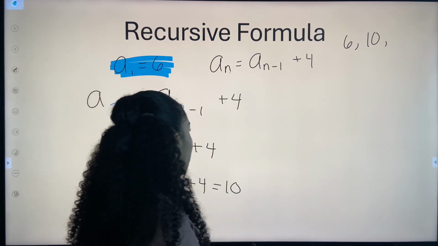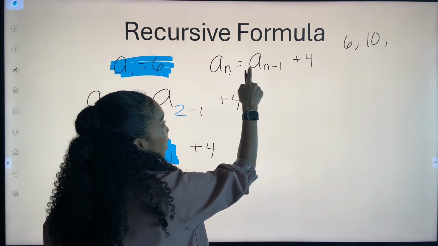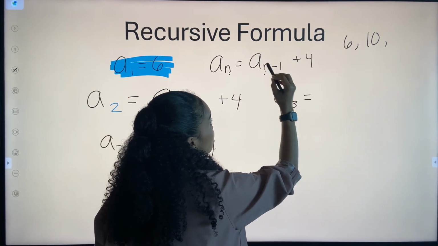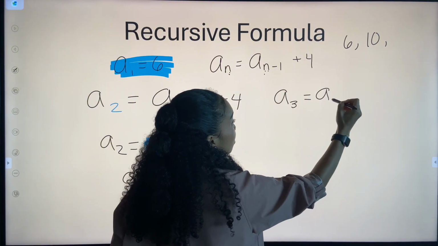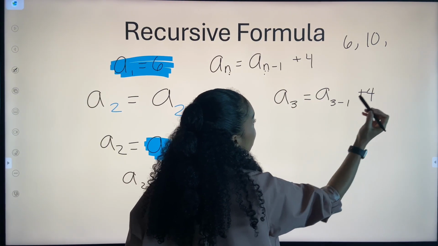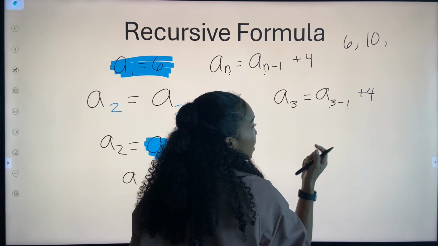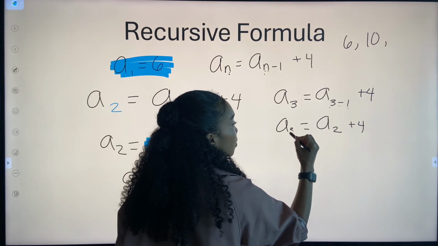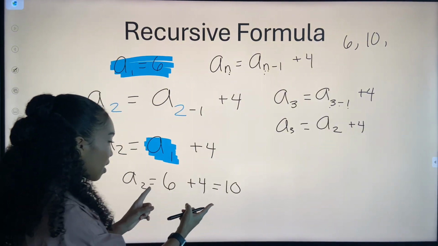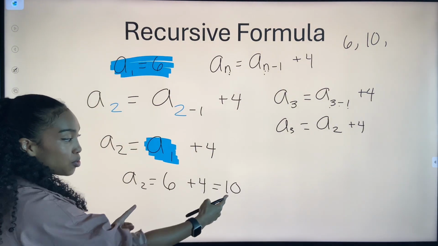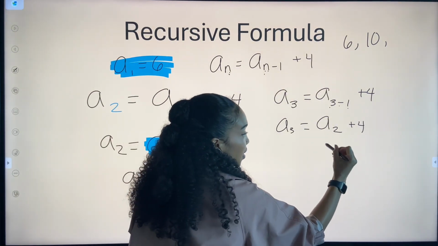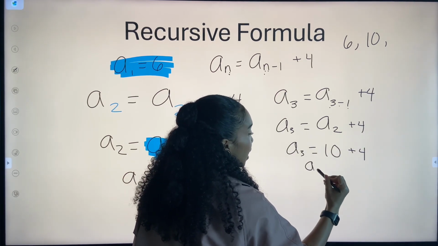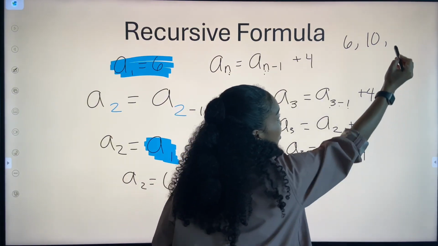Let's find the third term. So instead of the n right here, I'm going to plug in 3's. So A of 3 is equal to A of 3 minus 1 plus 4. So 3 minus 1 is 2. So this becomes A2. And I know what A2 is. I just found A2 right here. A2 is 10. So A2, that's just 10. And I'll bring down the plus 4. So that means A3 is 14. So that's the third term.